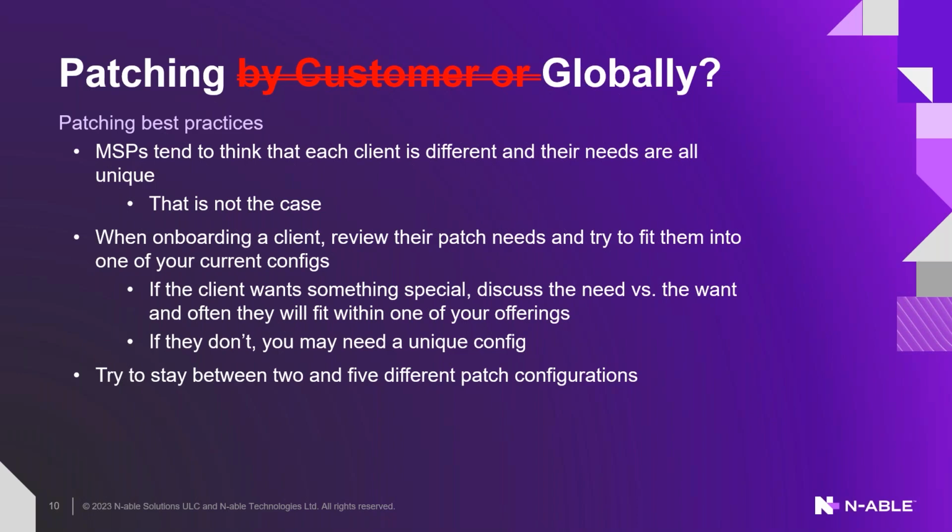Now, that being said, it depends on how granular you want to make your patching as well. If you're going to use custom properties, for example, to create reboot schedules, you may have 3 or 4 of those, right? So don't take this as gospel, but if you're creating all-encompassing patch rules, typically anywhere from 2 to 6 is usually a good benchmark.